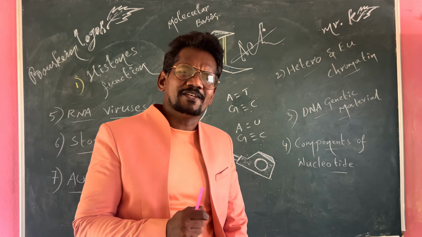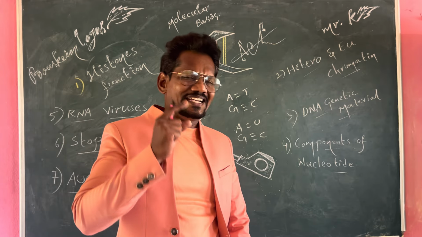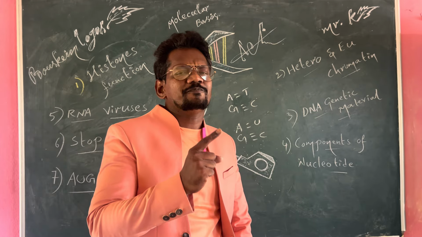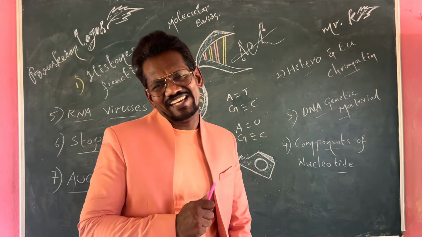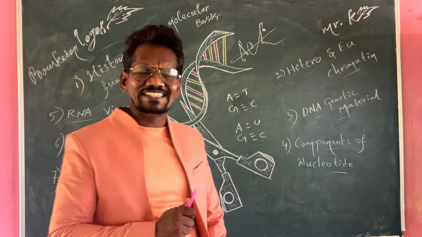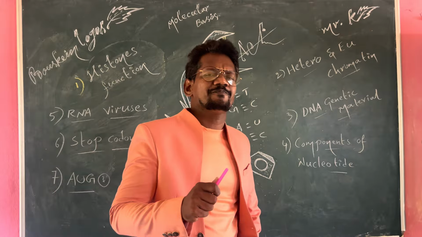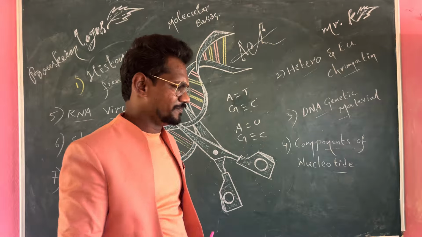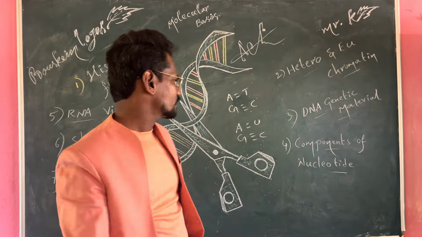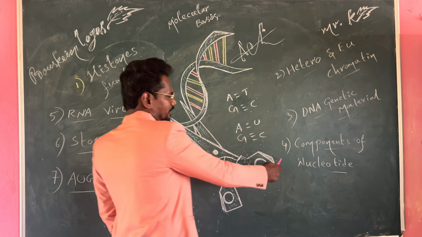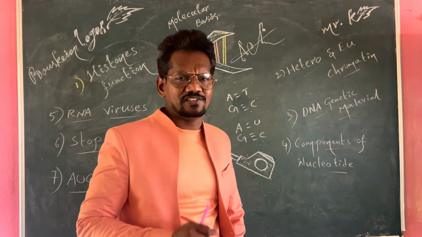Alfred Hershey and Martha Chase. Scientist number 1, Alfred Hershey. Scientist number 2, Martha Chase. Both these scientists concluded DNA as the genetic material. It will be passed from one cell to another cell. Done.